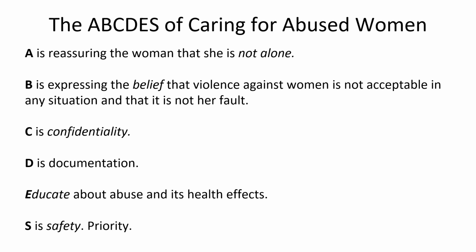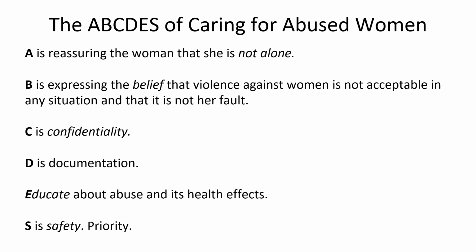C is confidentiality. Since the woman might believe that if the abuse is reported, the abuser will retaliate, interview her in private, without her partner or family members present. Assure her that you will not release her information without her permission.